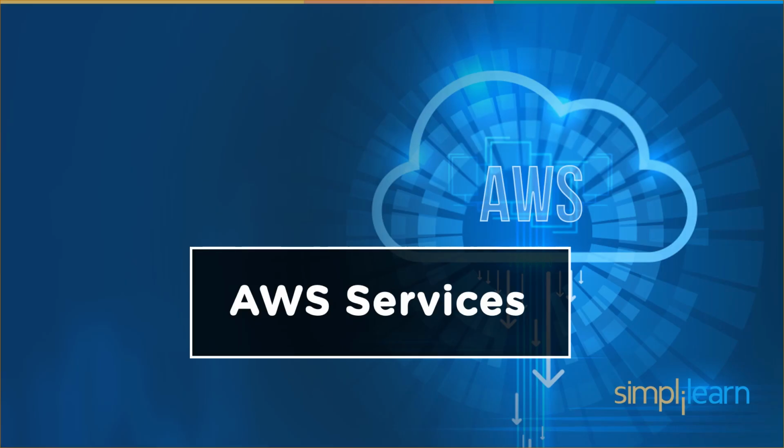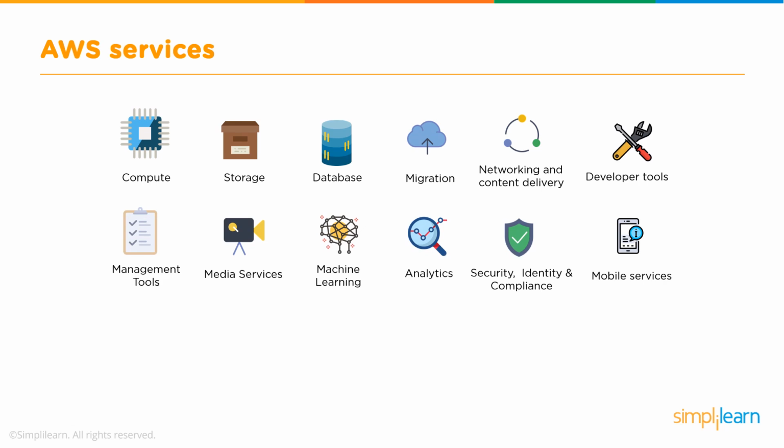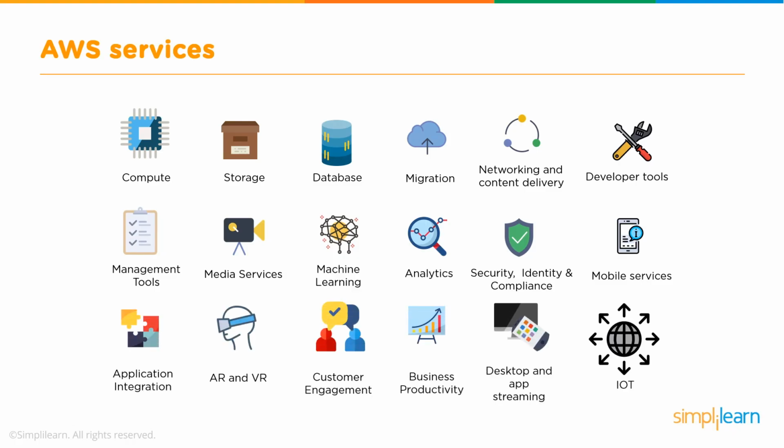Coming to the AWS services, the essential AWS services are compute, storage, database, migration, networking and content delivery, developer tools, management tools, media services, machine learning, analytics, security, identity and compliance, mobile services, application integration, AR and VR, which is augmented reality and virtual reality, customer engagement, business productivity, desktop and app streaming, Internet of Things, which is IoT.